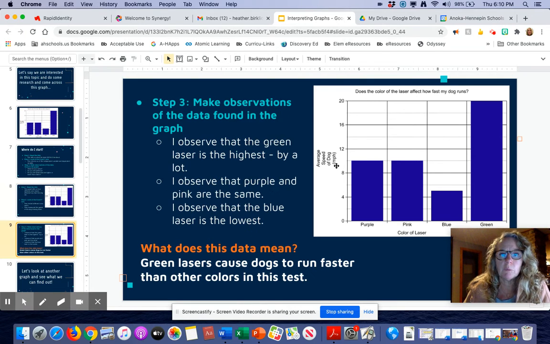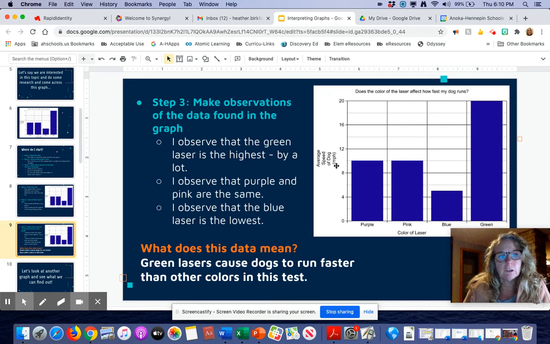And now the next thing we want to do is make some observations about the data on the graph. So I can observe that the green laser is the highest by a lot. So that seemed to make the dogs run the fastest. I observed that they responded to purple and pink about the same, so that was about 10 miles per hour that they ran, and that the blue laser is the lowest.